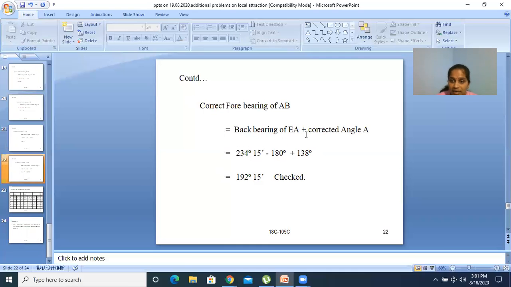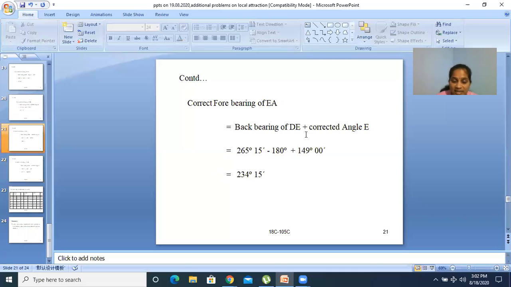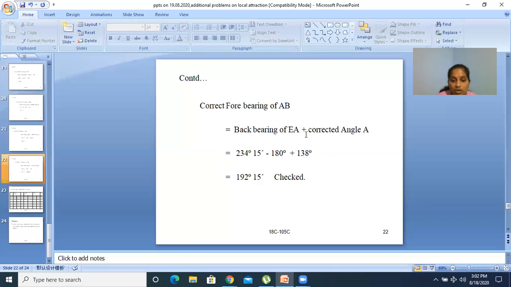Forebearing of DE line, forebearing of DE line plus or minus 180. So forebearing of DE line is 234 degrees 15 minutes. It is greater than 180. So back bearing of EA line is equal to 234 degrees 15 minutes minus 180 plus 138 degrees. 138 degrees is the angle at A. So that is 192 degrees 15 minutes. You can check this one.